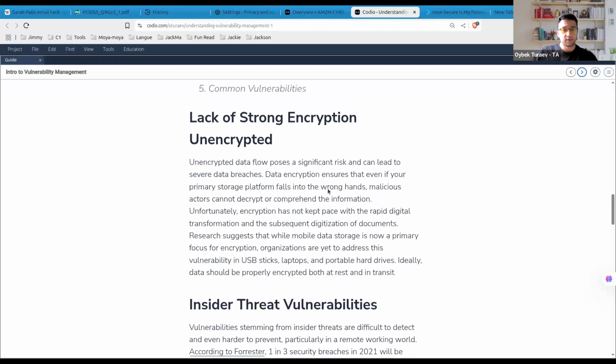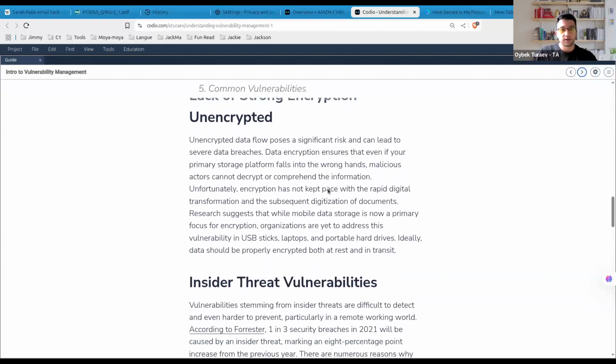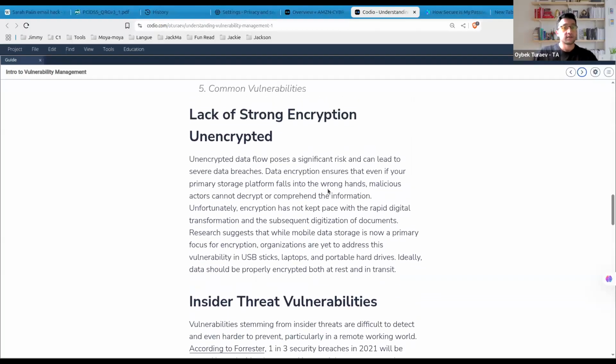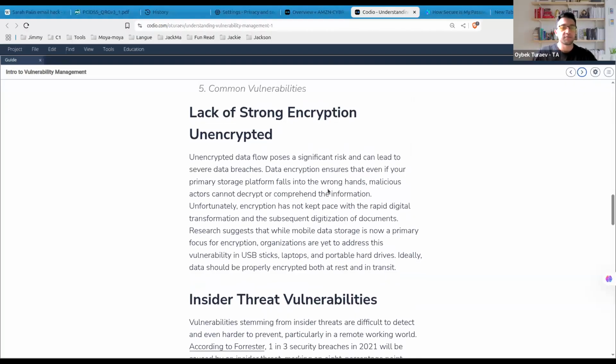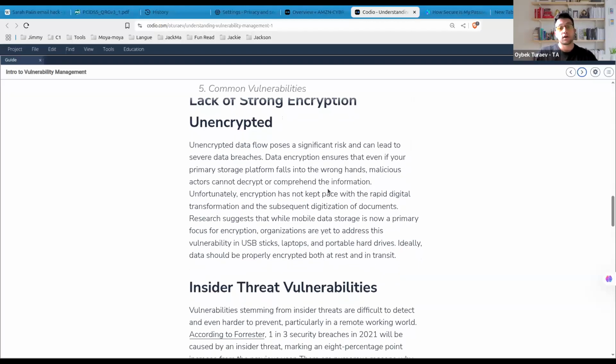And another problem here is the lack of strong encryption, unencrypted data. Exactly. Sometimes we have encryption, but we do not apply it. It means that the data could be in plain text. The key problem now is that, usually, we do not encrypt USB sticks or laptops or portable hard drives. So we should start to apply these principles from now on.